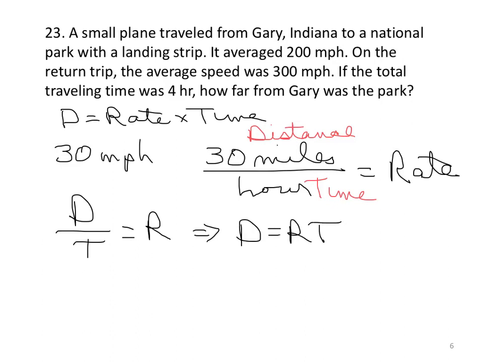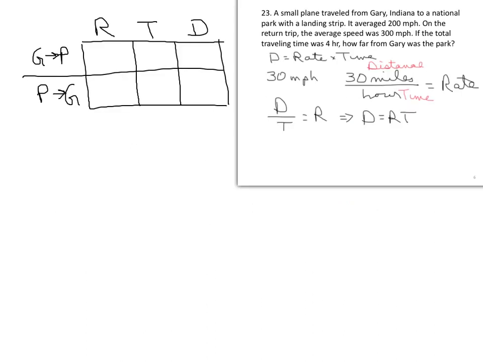So if you forget the formula, think about, what does 30 miles per hour mean? It means the rate you're going, and miles is distance, and time is hours. So we set up another table, and this time we're going to say rate times time equals distance. Doesn't matter, you can put it in any order, but rate and time involve information you're given, and distance is what you want to find, so that's why I put it in this order. So our upper row is Gary to the park, and our lower row is the park to Gary.